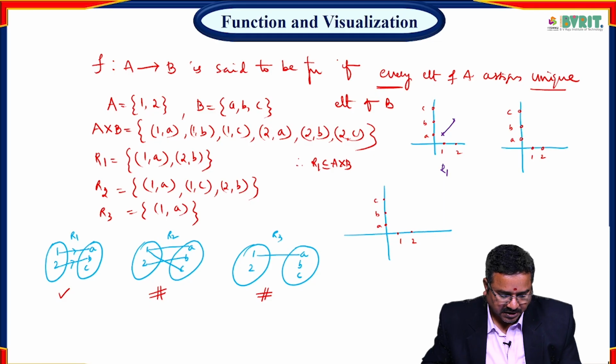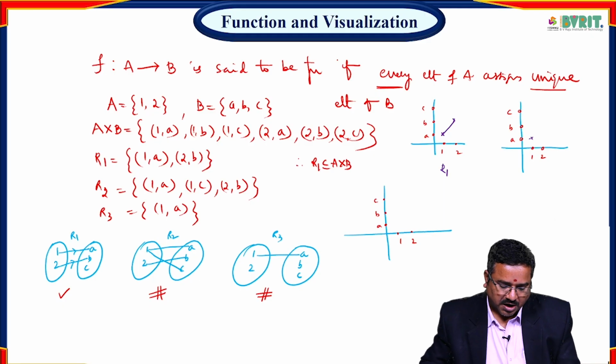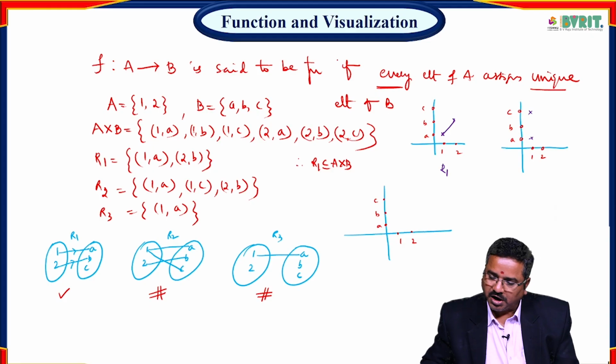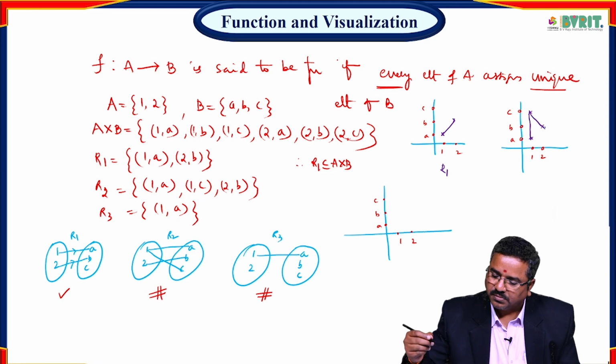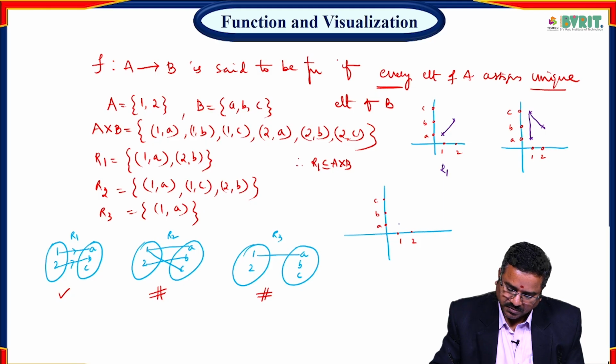So look at the second one: 1A and 1C and 2B. So this is the graph of this one. But look at 1A.